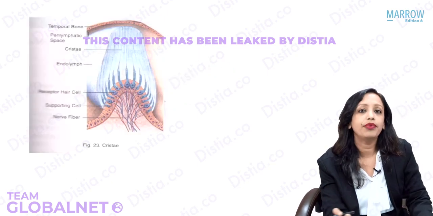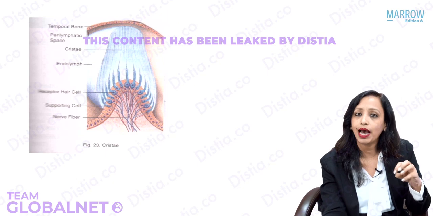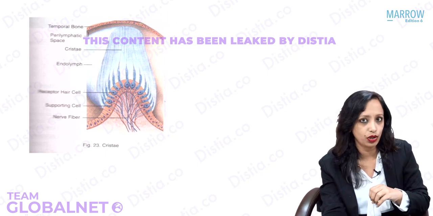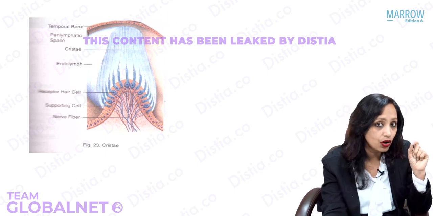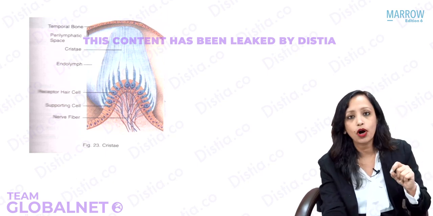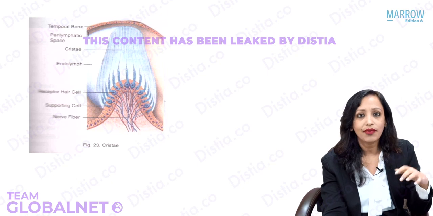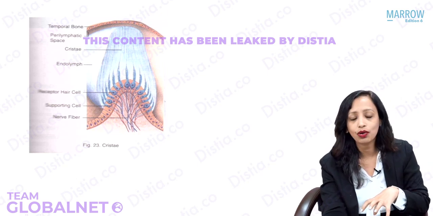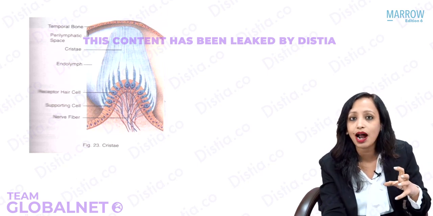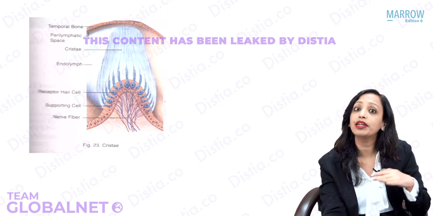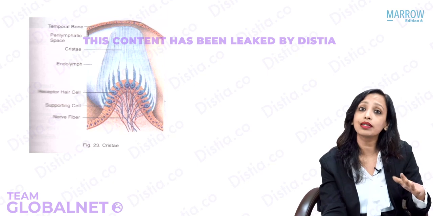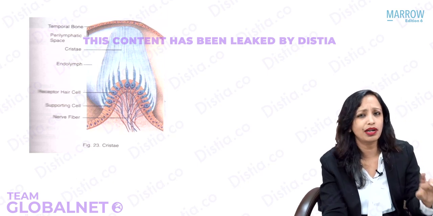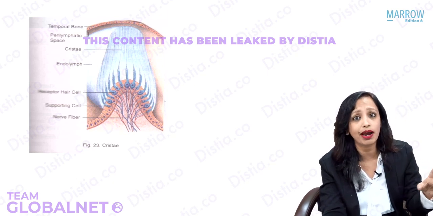Now, similarly, we have the hair cells in the cristae and maculae also. What were the hair cells in the organ of Corti known as? Yes, in the organ of Corti, they are known as inner and outer hair cells. Whereas the hair cells in the cristae and maculae are not known as inner and outer hair cells. They are known as type 1 and type 2 hair cells. Is it very significant to know that there is a difference between the names of the hair cells?